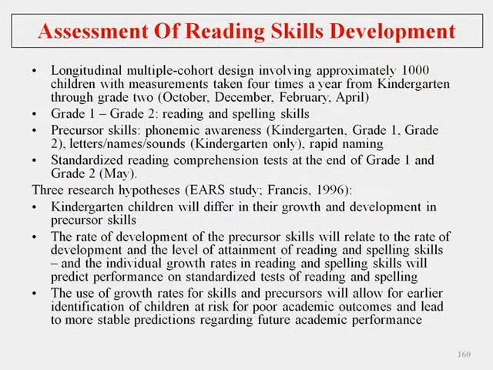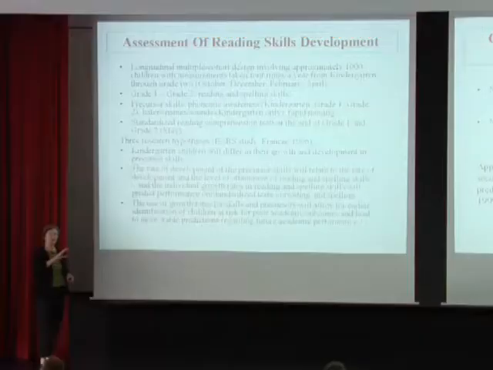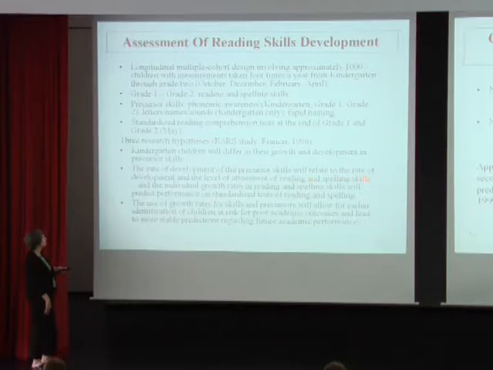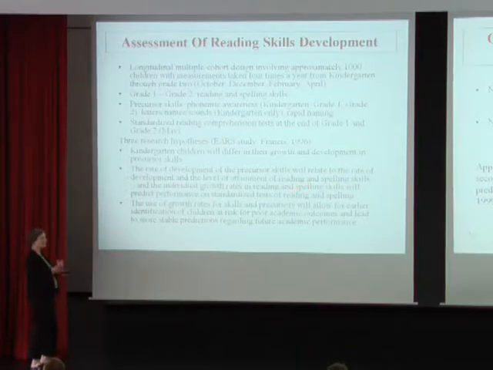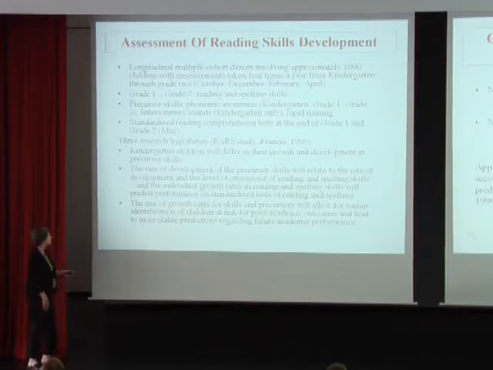They have 3 research hypotheses, and here's the reference that you can look at for further information. First of all, they hypothesize that kindergarten children are going to differ in their growth and development in precursor skills, so in the phonemic awareness and rapid naming. They think how the students develop in phonemic awareness is going to be related to how they develop in their other skills in reading and spelling in first and second grades. They also hypothesize that this is going to impact the standardized test of reading and spelling, but we're not going to be looking at that.